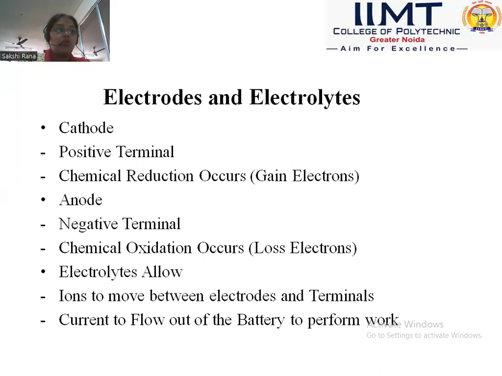What do electrolytes allow? Ions to move between the electrodes and terminals. Electrolytes basically क्या allow करता है? Electrolytes जो इलेक्ट्रोड्स होते हैं, इलेक्ट्रोड्स में जो भी पॉजिटिव और निगेटिव टर्मिनल्स हैं, रोड्स हैं, उनके बीच में जो भी इलेक्ट्रोलाइट्स होता है, उसमें क्या होता है? फ्लो ऑफ आयंस और फ्लो ऑफ चार्जेस। तो उसको इलेक्ट्रोलाइट्स की हेल्प से वो मूव कर पाता है, राइट?